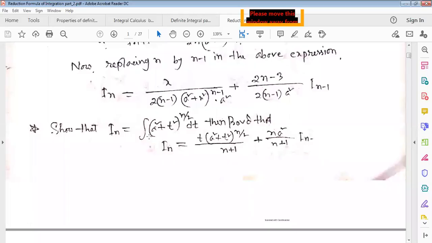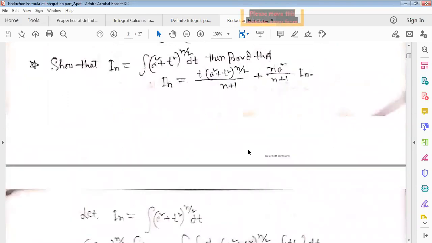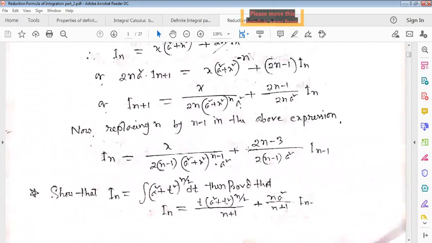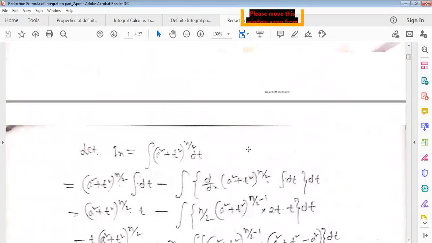Show that I_n equals integration of (s square plus t square), in place of x there is the variable t, (s square plus t square) to the power n by 2 dt. Then prove that I_n equals t into (s square plus t square) to the power n by 2 divided by n plus 1, plus n into s square divided by n plus 1 times I_(n minus 2). That means we have to prove this result. This is for what? (a square plus t square) to the power n by 2.